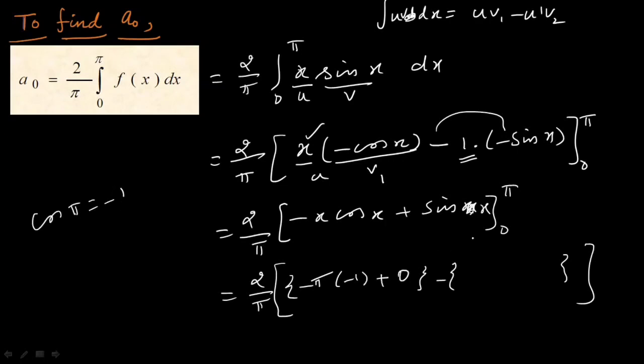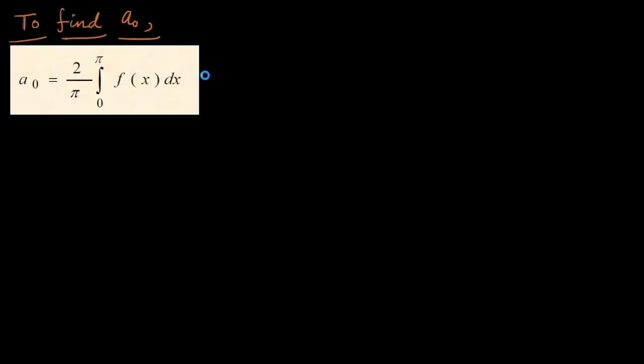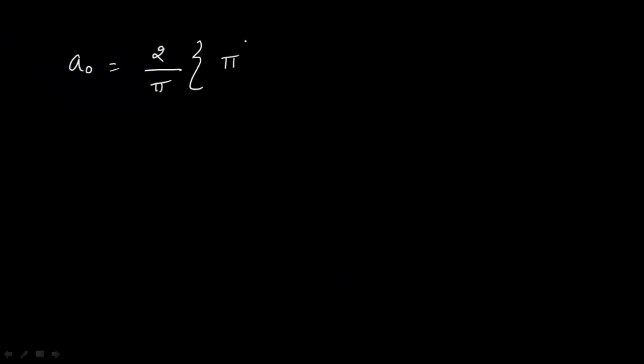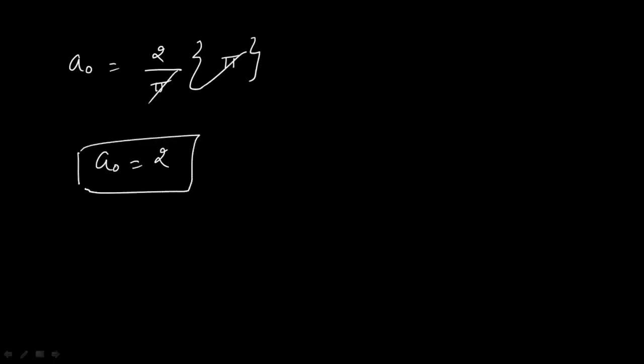Sin pi is 0. Minus, coming to the lower limit, x cos x: cos 0 is 1, and whenever that is multiplied with 0, you have 0 here. Plus sin 0 is also 0. So there is no lower limit contribution. Simplifying this, a0 is equal to 2 by pi, and within parentheses you have minus pi and minus 1, that becomes plus pi, isn't it? That's all, no other value. Only pi itself. So pi and pi are cancelled. The value of a0 you have calculated is 2.